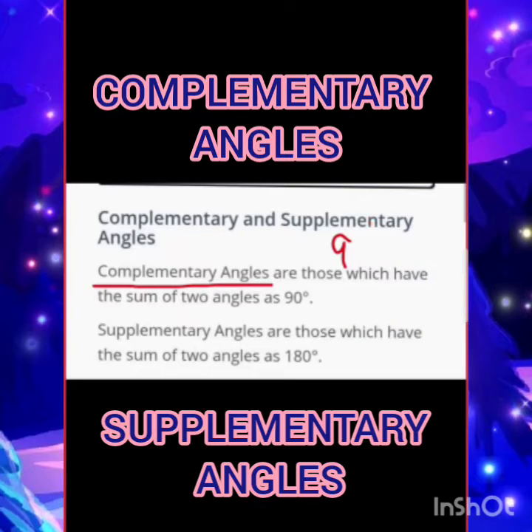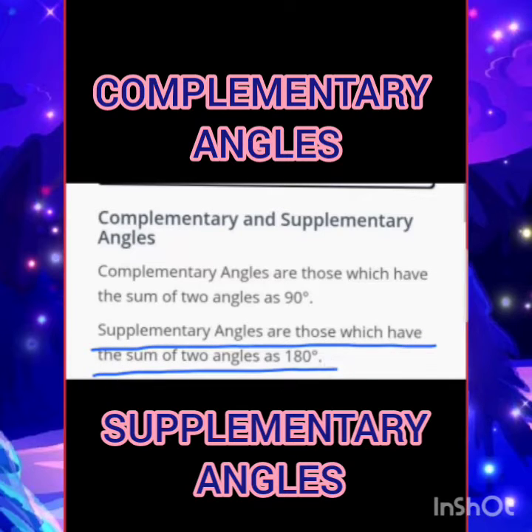Same procedure we need to apply for supplementary angle. Let's see what supplementary angles are. Supplementary angles are those for which the sum of two angles is 180 degrees. Dear student, here also you are finding supplementary angles in a pair. Got it? But the sum of both of the given angles must be 180 degrees.